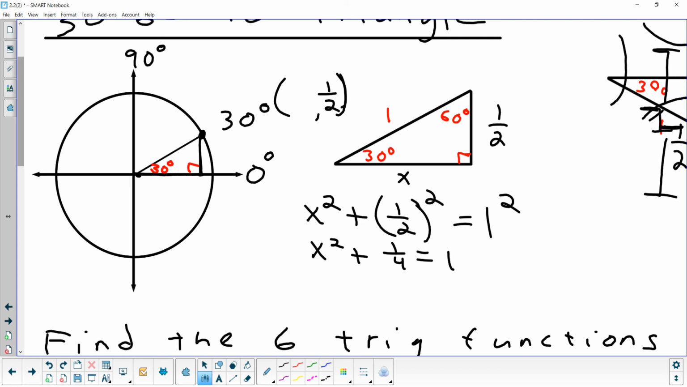Right, next step, I'm going to bring that 1/4 over to the other side. And Lacey, if I bring that 1/4 over to the other side, what's 1 minus 1/4? I don't know. So think about if you had a circle divided into 4 pieces, and you took one of the pieces away. How much would be left? 3/4. Okay, 3/4. So x squared equals 3/4.